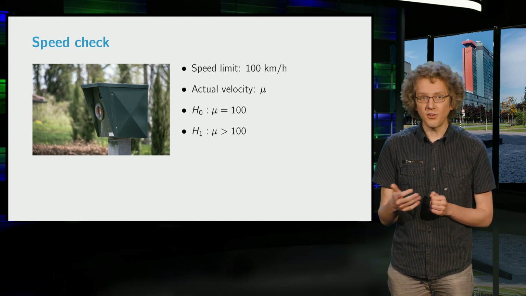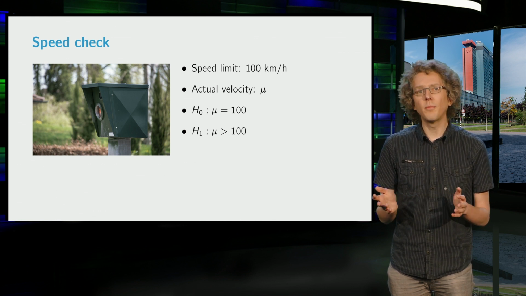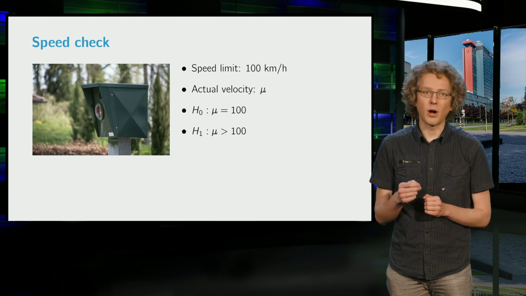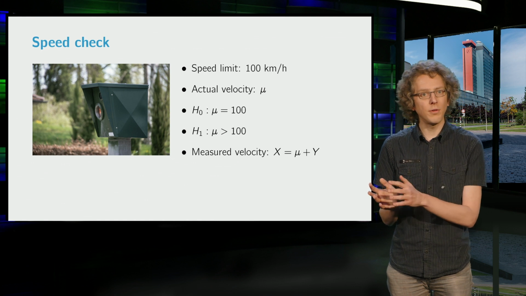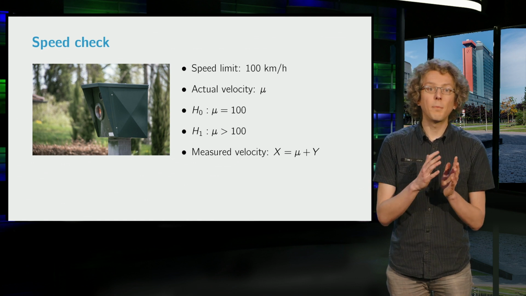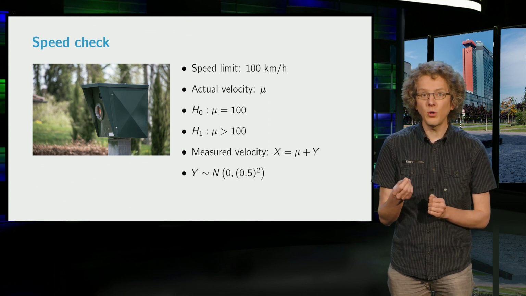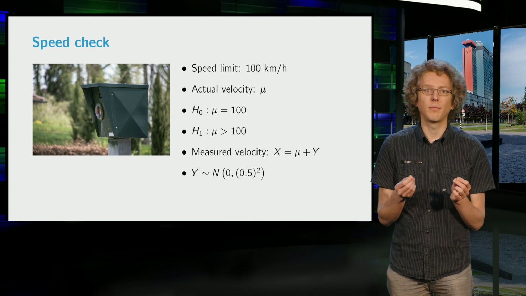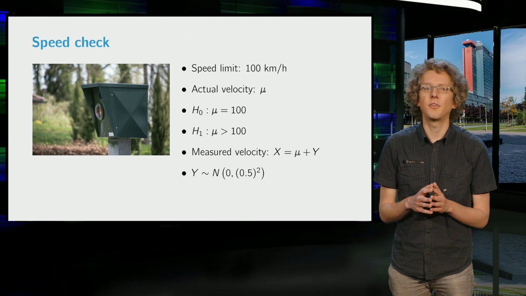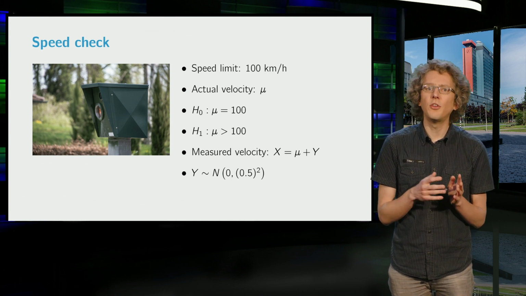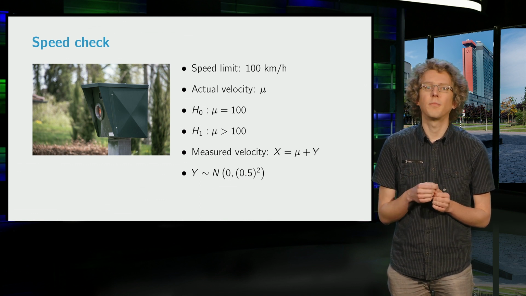In order to make the decision, the police measure the velocity of the passing cars. As in all measurements, this is not exact. Rather, the measured velocity x of a given car is equal to its actual velocity mu plus a measurement error y, which has a normal distribution with expectation 0 and standard deviation 0.5. This standard deviation has to do with the calibration of the measuring device, so it does make sense that this is a known value. It can be communicated by the manufacturer of the device.